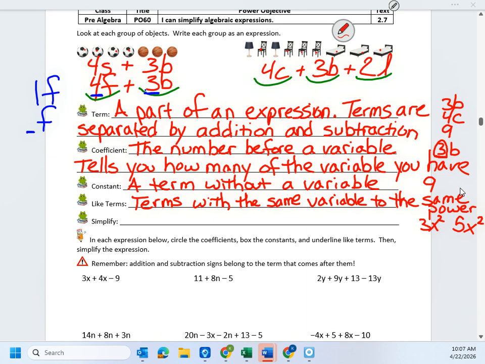Simplify means to combine like terms. So that 3x plus 5x would become 8x. So we simplified it by combining them together. We have to pay attention to negatives, to subtracting.